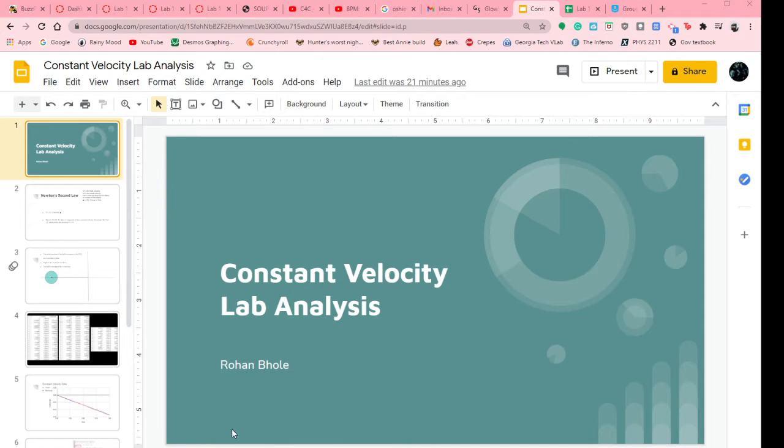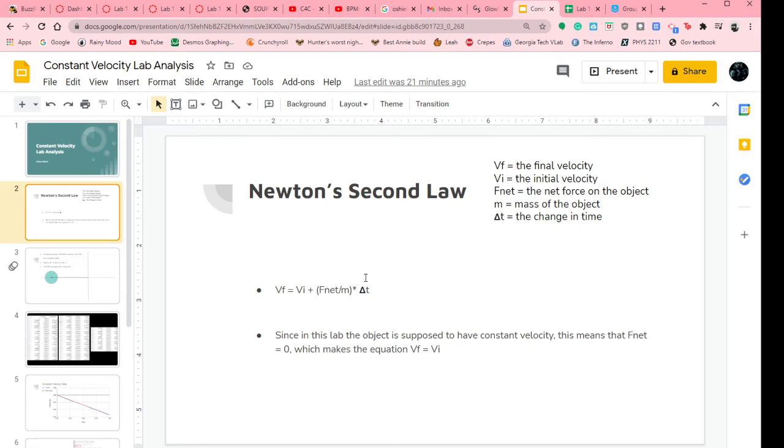This is the Lab 1 constant velocity analysis. This lab is based on Newton's second law, where Vf equals Vi plus F net over m times delta t, where Vf is final velocity, Vi is initial velocity, F net is the net force on the object, m is the mass of the object, and delta t is the change in time.